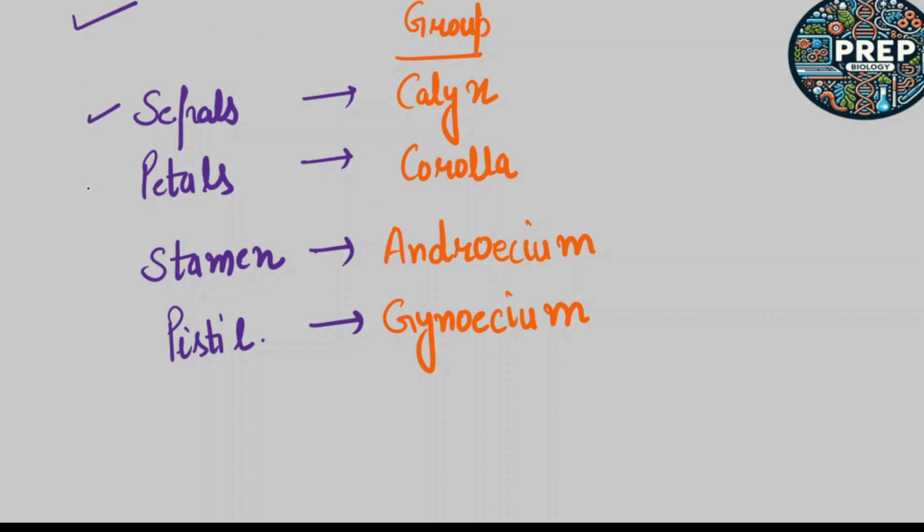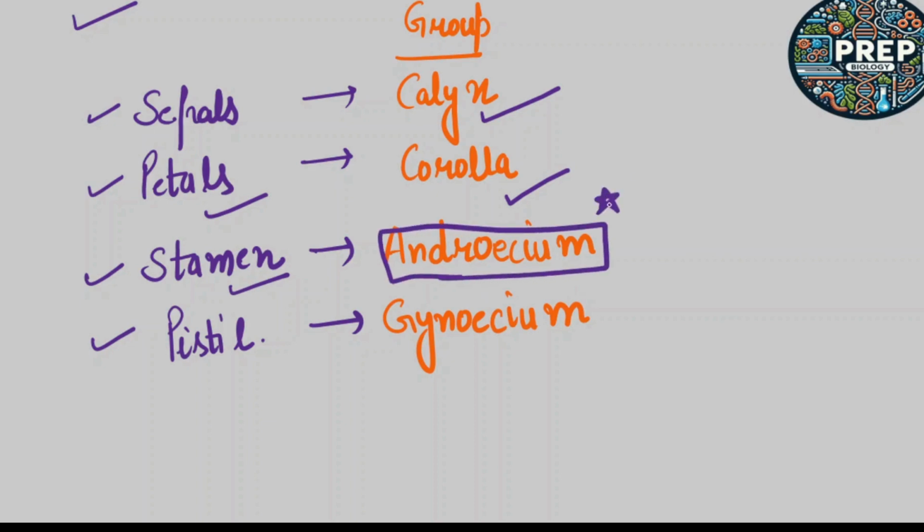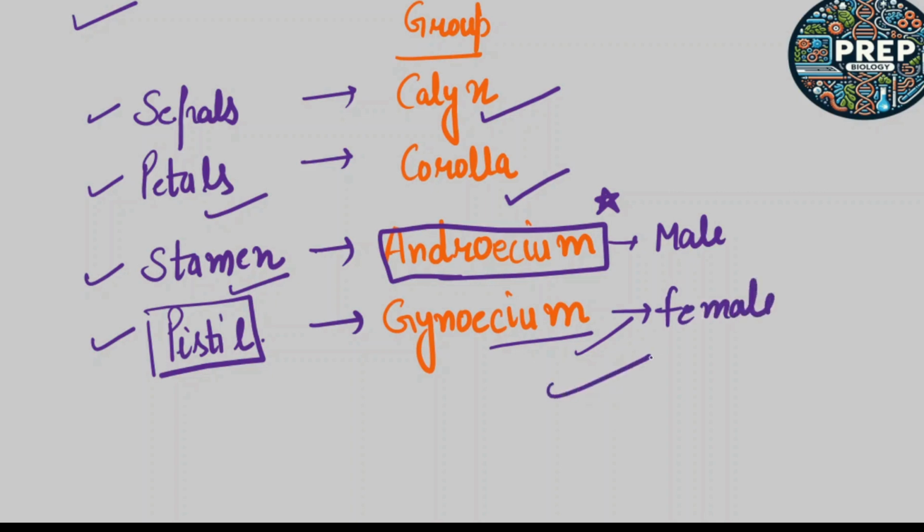We have studied about sepal, petals, stamen and pistil. A group of sepals is called the calyx. A group of petals is called the corolla. A group of stamens is called the androecium. This is a very important term, androecium. That is the male reproductive part. And the group of pistils is called the gynoecium. That is the female reproductive part. These terms are very important, so make sure you note them down.